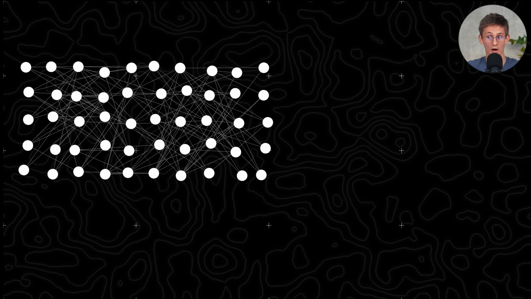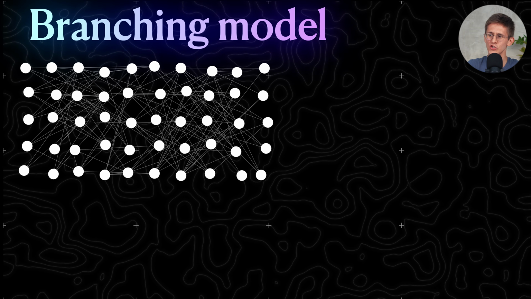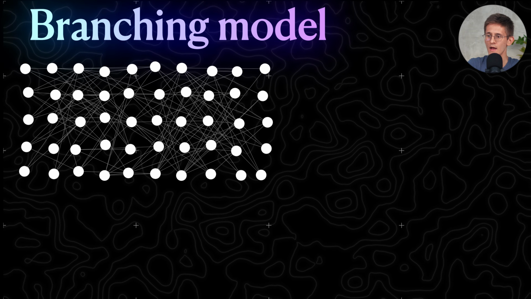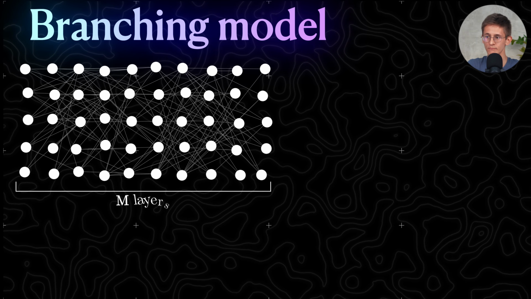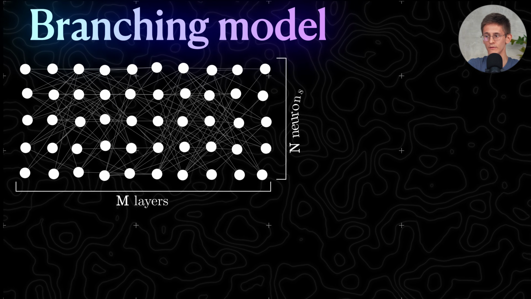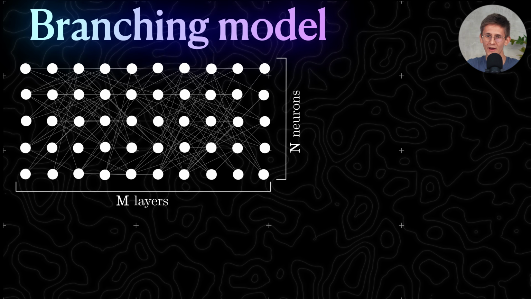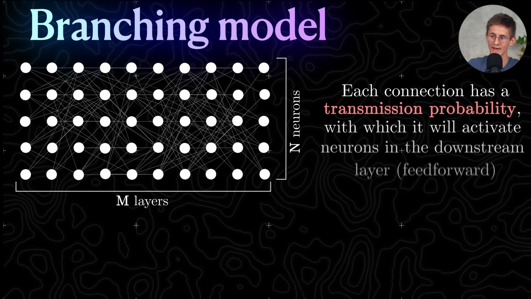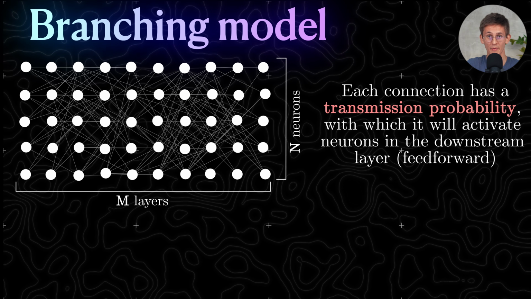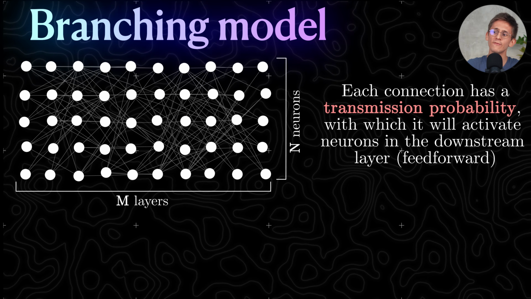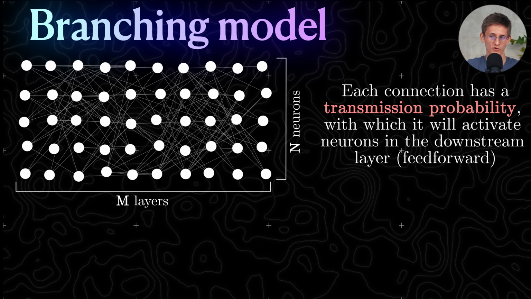Okay, so just to remind you, we want to animate the simulation of a so-called branching model. It consists of M layers, and each layer has N neurons that can be in one of two states, on or off. Layers are connected sequentially, and each connection has a certain transmission probability associated with it, so that information can spread from left to right.